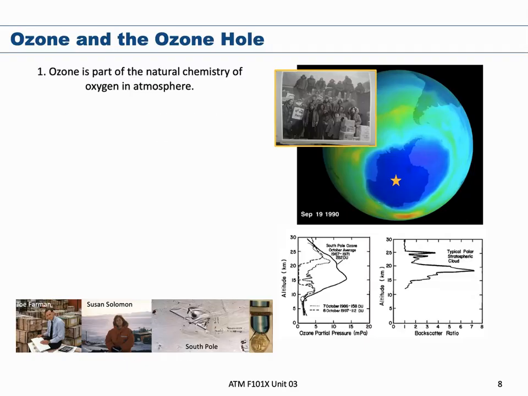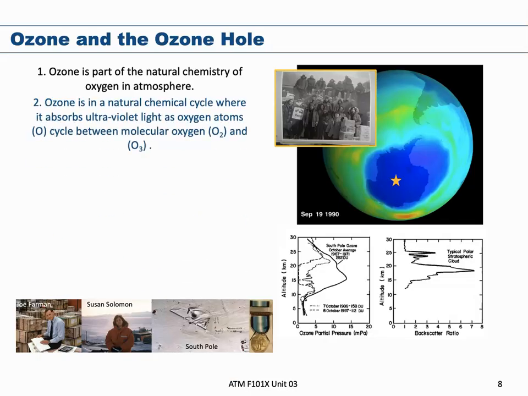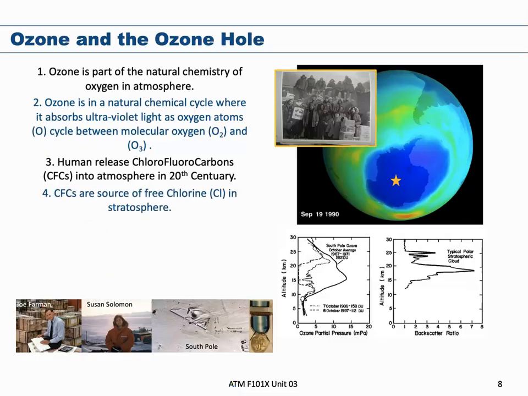Ozone is part of the natural chemistry of oxygen in the atmosphere. Ozone is in a natural chemical cycle where it absorbs ultraviolet light as oxygen atoms, O, that cycle between molecular oxygen O2 and ozone O3. Humans released chlorofluorocarbons into the atmosphere in the 20th century, and these chlorofluorocarbons were a source of free chlorine in the stratosphere. That free chlorine was able to catalytically destroy ozone.